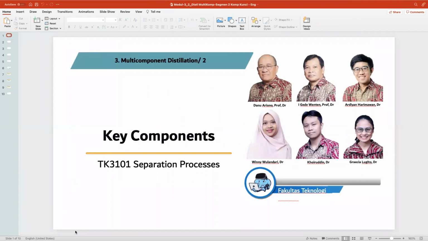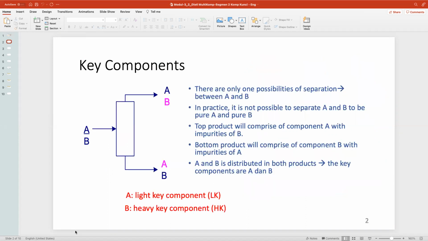Okay, now that we know the concept of multi-component distillation, and why we need the K value to get the equilibrium, let's look at the key components, component kunci. So what is a key component? What is the concept of a key component?